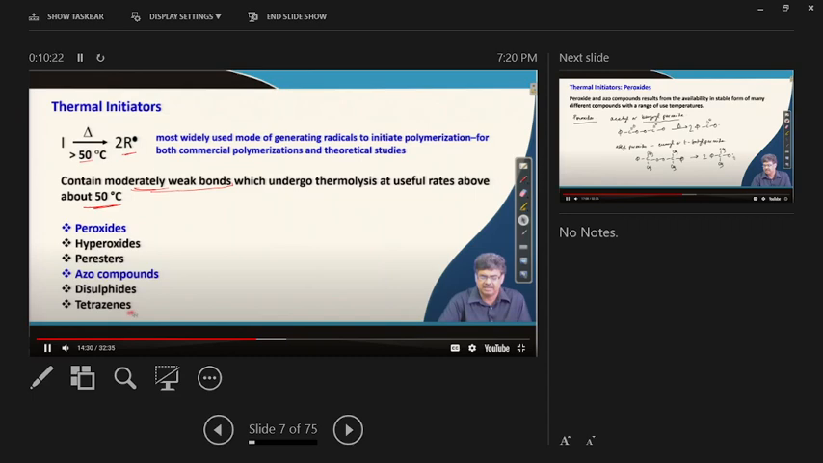So why would you apply other techniques, which are very costly, needing infrastructure and all this? That's why these examples are given here. These are examples of initiators.